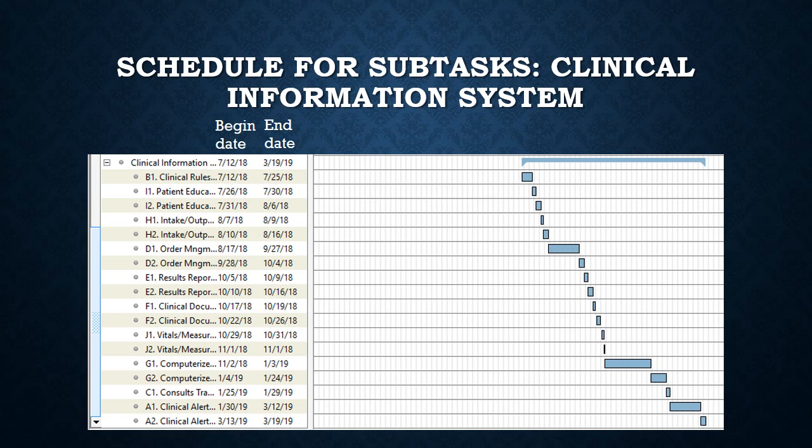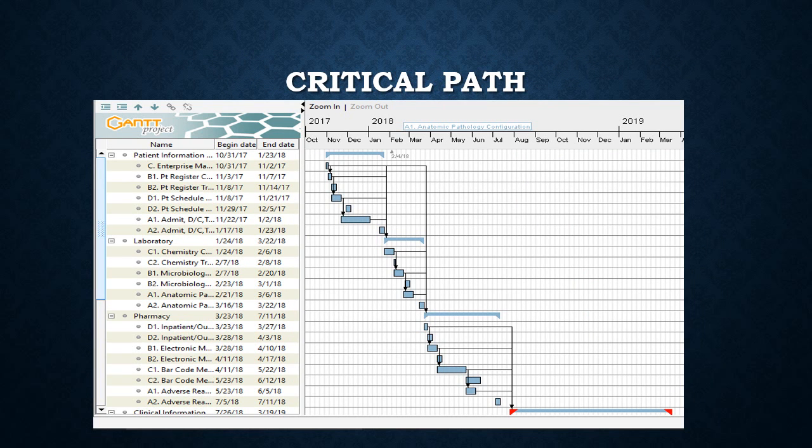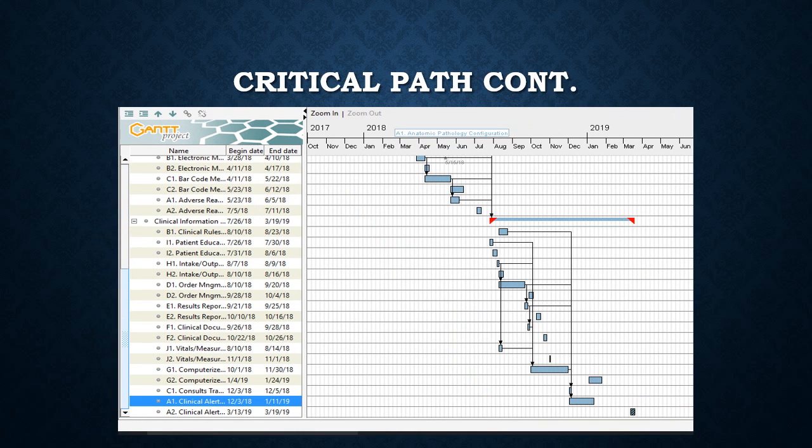So in my Gantt chart, I made a list of activities in the critical path to show you the relationship that certain subtasks have with other subtasks and how they precede each other. This critical path is showing the relationship between the subtasks of patient information, laboratory, and pharmacy. And this is just a continuation of the critical path that's showing the rest of the final high-level task of clinical information.